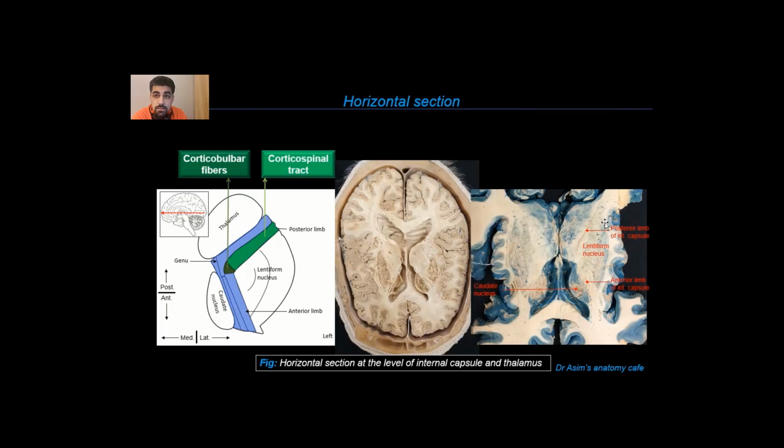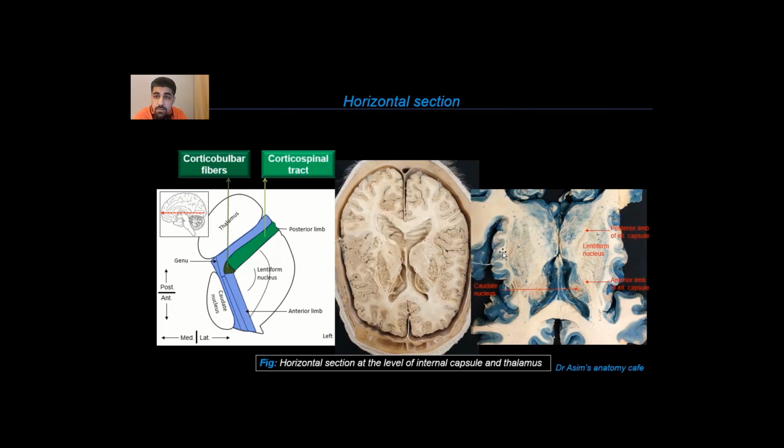Then lateral to the external capsule, we've got gray matter tissue once again, and that gray matter tissue is known as the claustrum. It's not really clearly visible over here, but you can actually see this bluish line over here. That is the gray matter tissue which is known as the claustrum. Lateral to the claustrum, you can again see this whitish area over here. This is the extreme capsule. This is once again white matter.